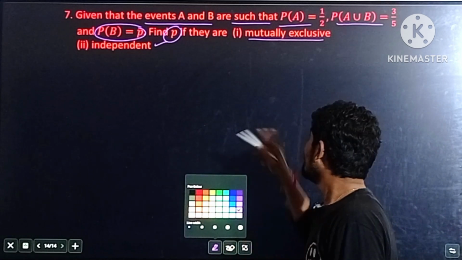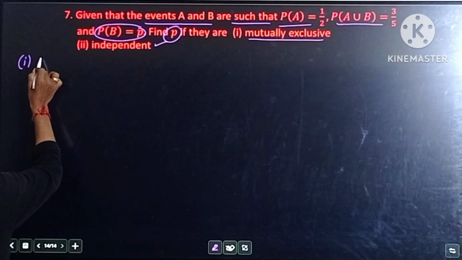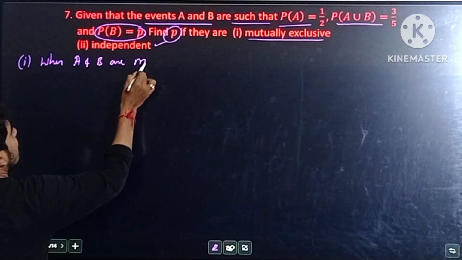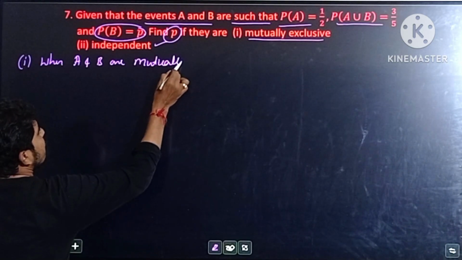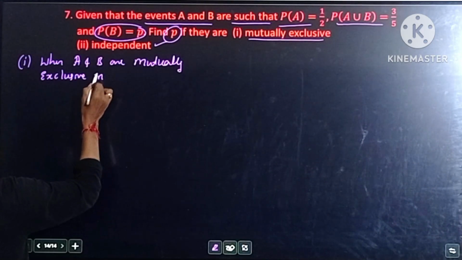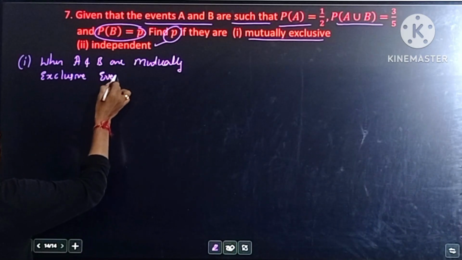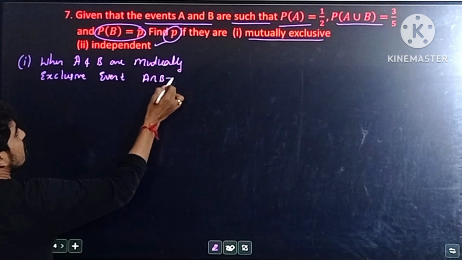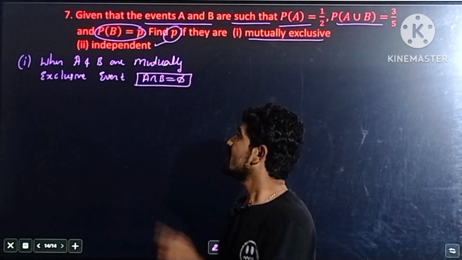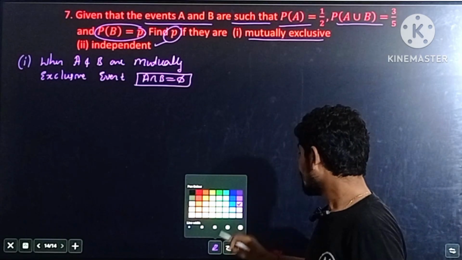The first question is when A and B are mutually exclusive events. See here, we say A and B are mutually exclusive events if A intersection B is equal to the null set. If the intersection of both the events is equal to the null set, then we say that A and B are mutually exclusive events.